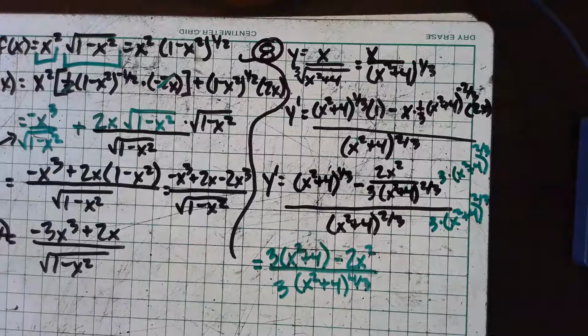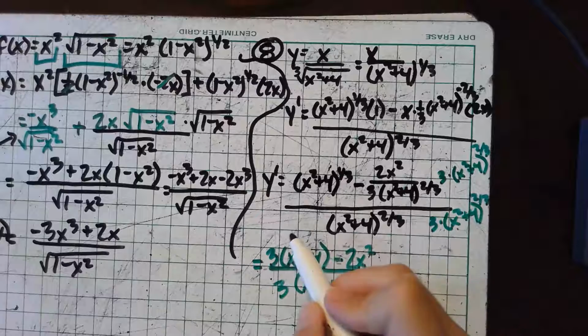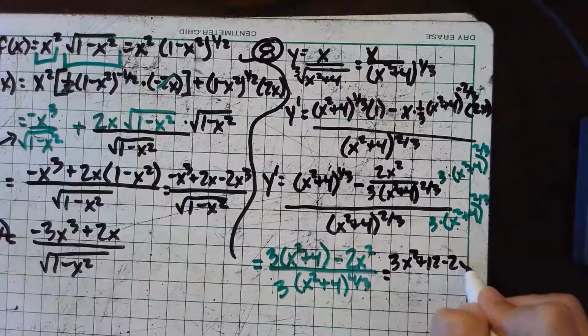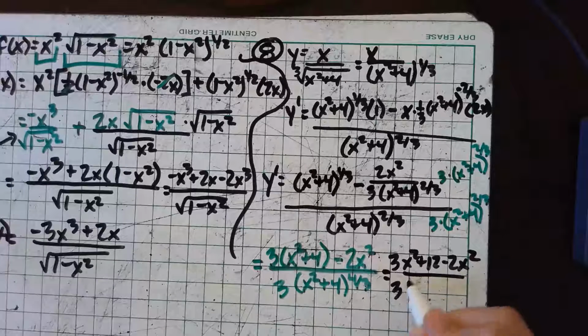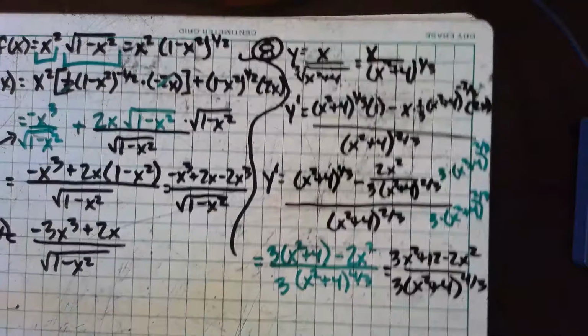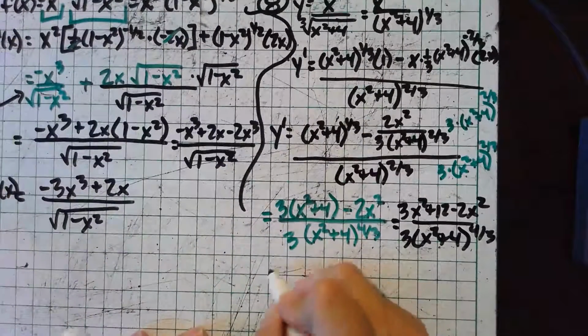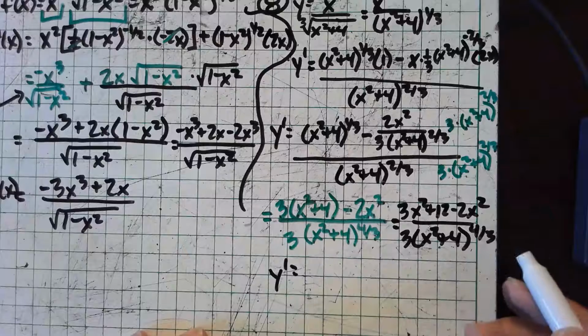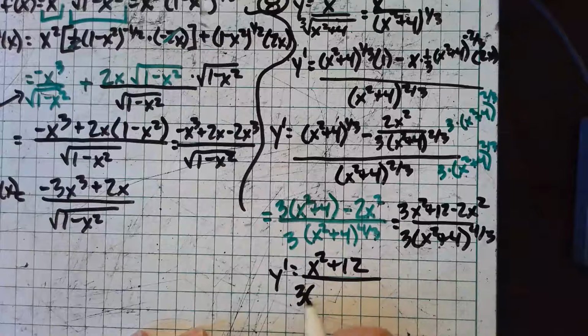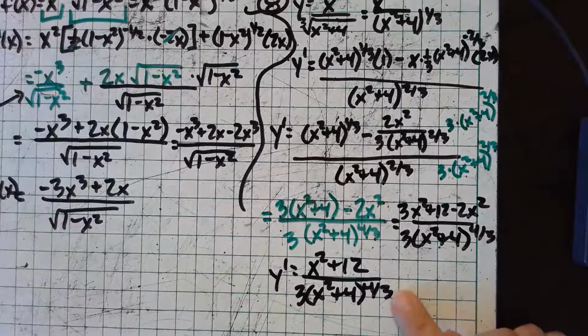Okay, I want to simplify the top. This makes 3x squared plus 12 minus 2x squared. So the final answer will be y prime is going to be x squared plus 12 over 3 times x squared plus 4 to the 4/3. Be able to simplify all the way down to something like this.